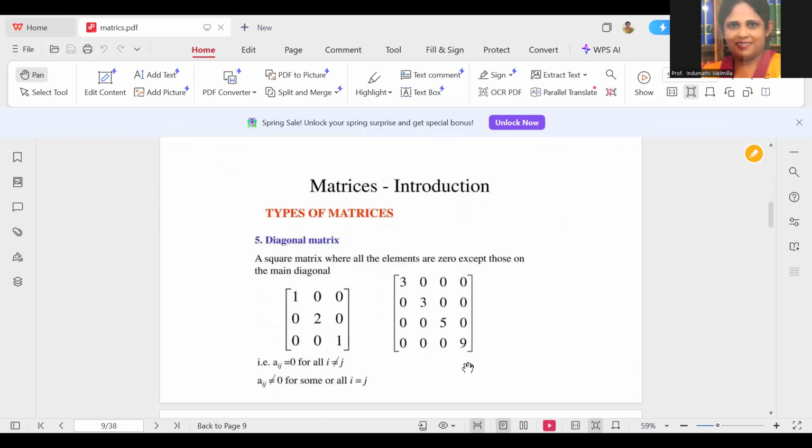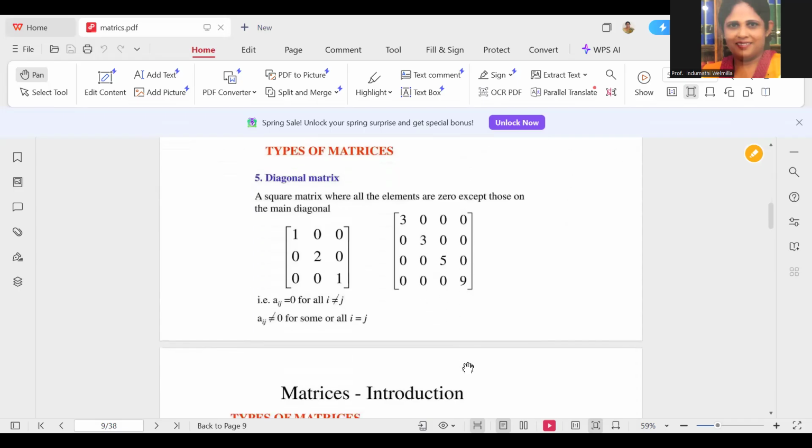So then we can move to another type of matrix, the diagonal matrix. A diagonal matrix means a square matrix. It should be a square one, where all the elements are zero except those on the main diagonal. You can see in here.